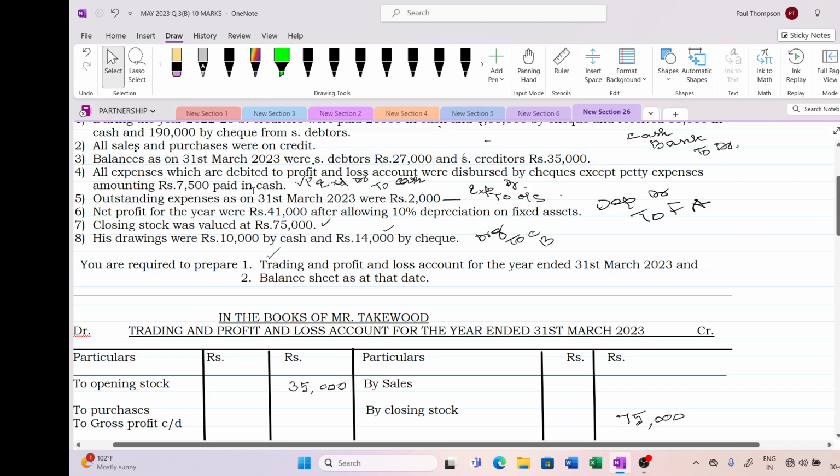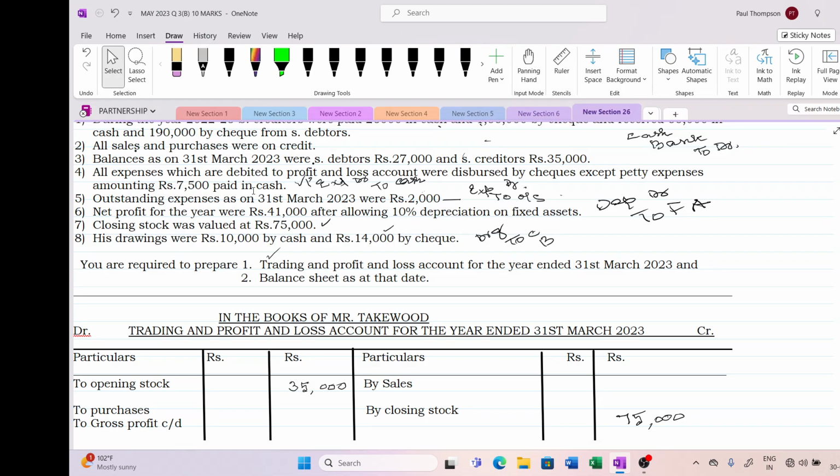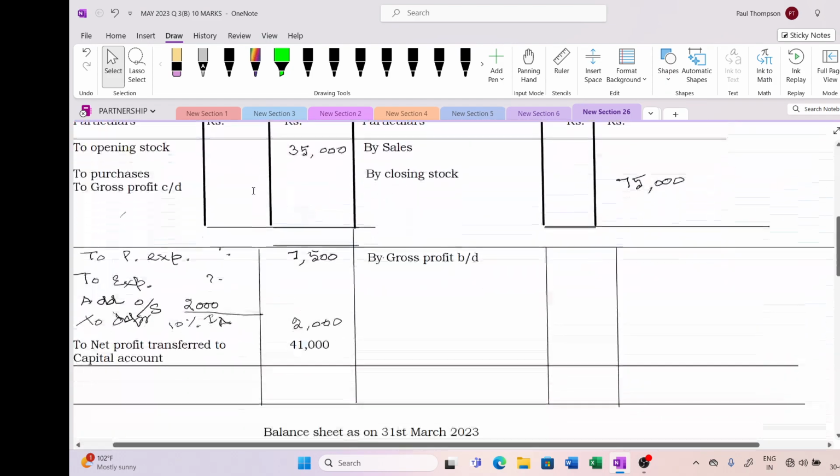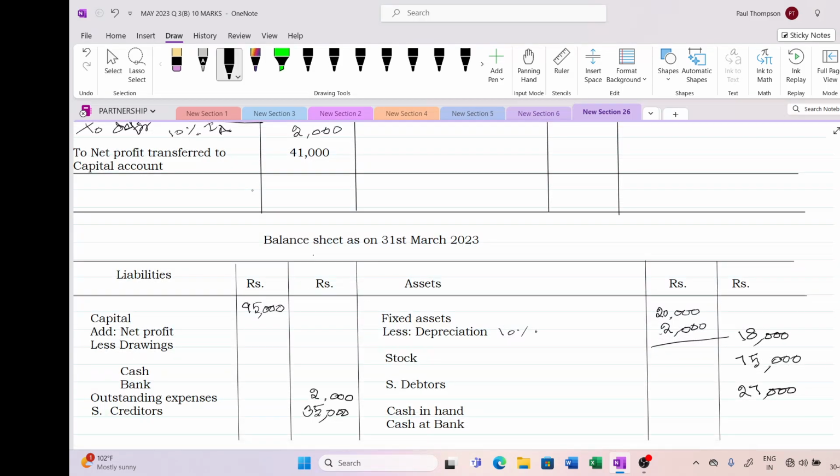Drawings is 10,000 by cash and 14,000 by check. Drawing account debit to cash or bank account, and then this drawing will get subtracted from your capital account. So now I am going to write by cash. He is withdrawing 10,000, and by bank he has withdrawn 14,000. So the total of drawings 24,000 we are going to deduct from the capital.